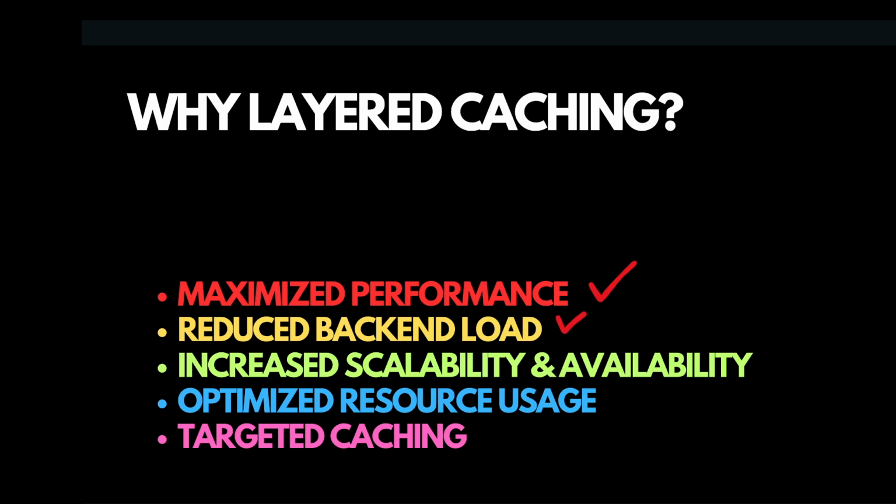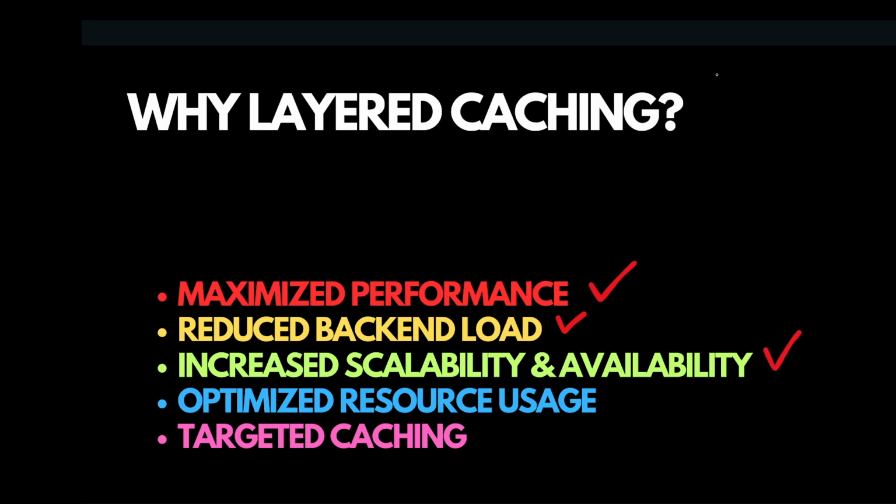Number 2, reduce backend load. Each caching layer acts as a filter. If a request is satisfied by an outer layer, it never reaches the inner layers of your application, or it doesn't even reach the database. This significantly reduces the load on your origin servers and databases.